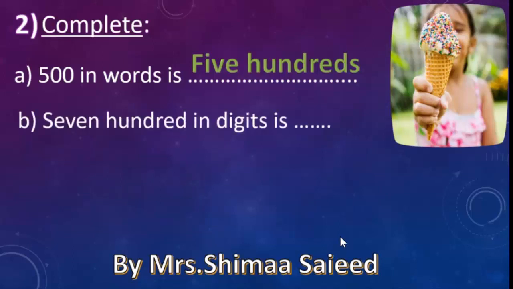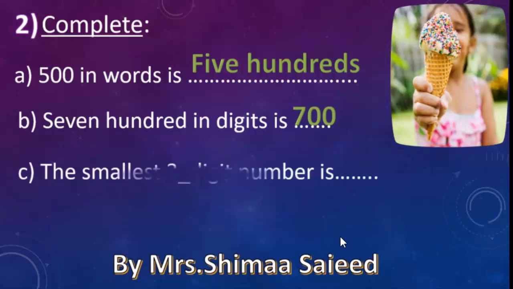How do we write 700, which is written in words, in numbers? We write 7 and 2 zeros to the right of 7. The third question is the smallest 3-digit number is, well done, 100. The smallest 3-digit number is 100.